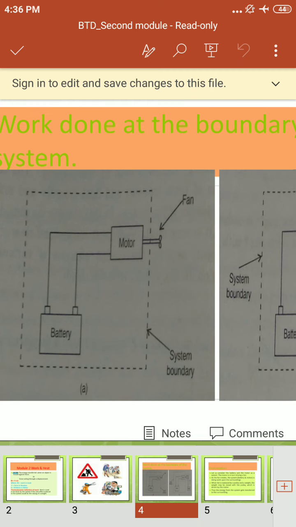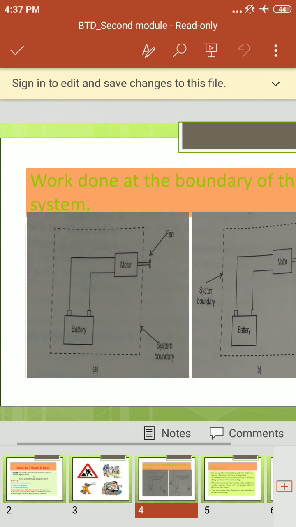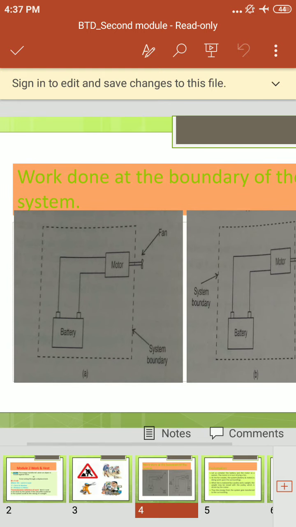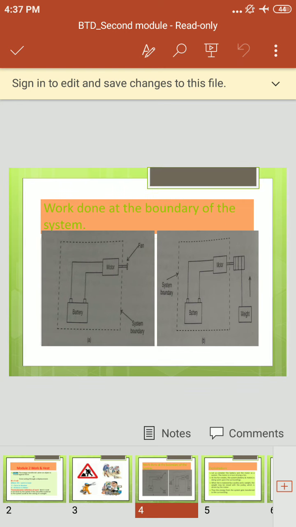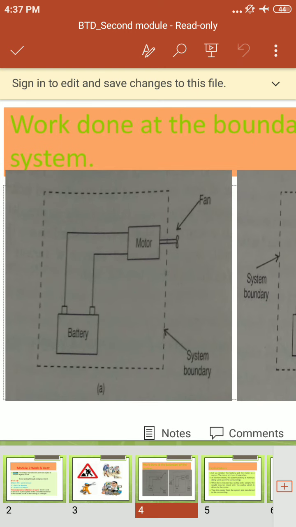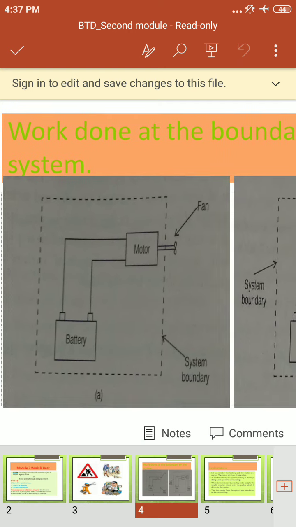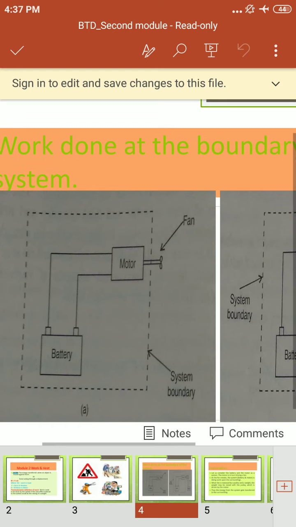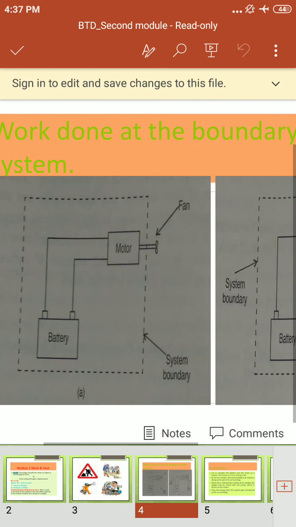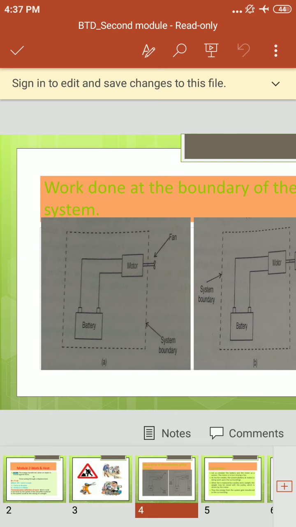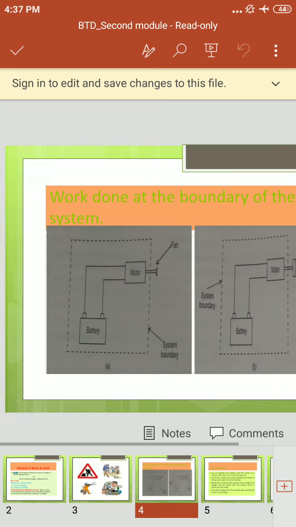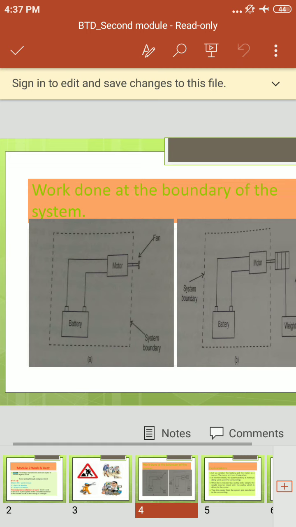Here, you know the function of battery, motor, fan. You have to remember each function. Battery means it stores energy and supplies it when required. Motor consists of armature winding, it can rotate, and it is connected to the fan. Just remember that two sketches are there. In the first sketch, one end of the battery is connected to the motor, and the motor's other end is connected to the fan. Here battery and motor act as a system.